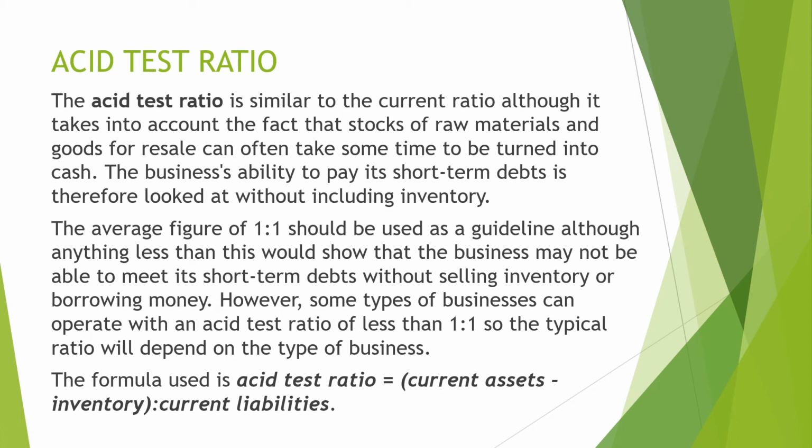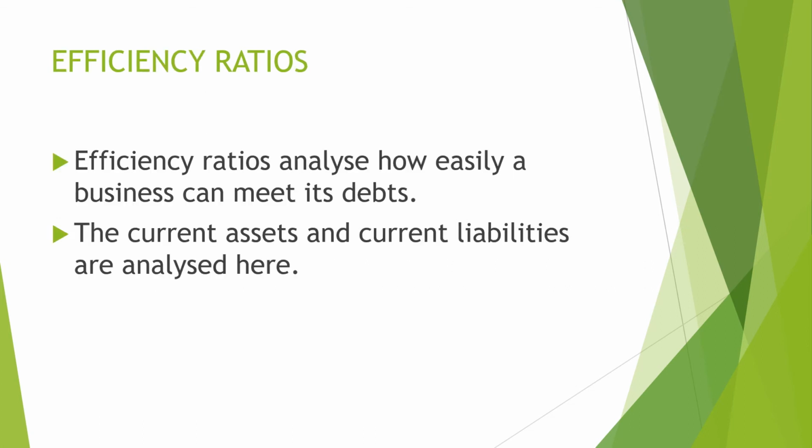You know, if you sell grand pianos, if you reduce them in price, do you know they'll sell quickly? Things like that. So the formula is very similar to the current ratio, but we do not include inventory. So it's current assets less your inventory to current liabilities.